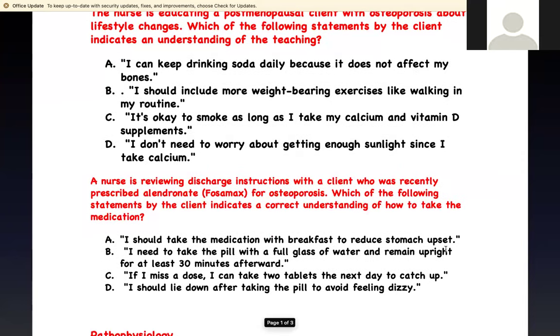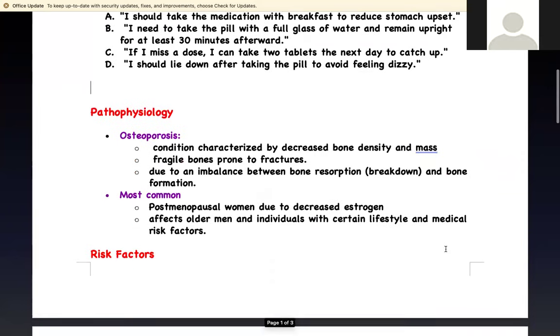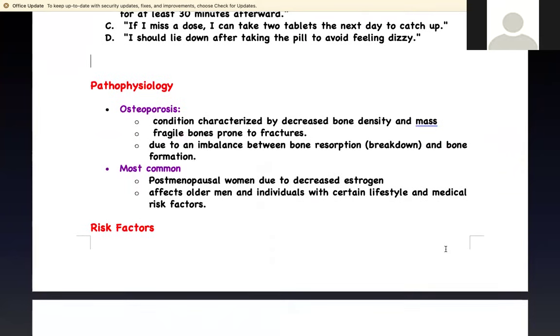It's a quick lecture of straightforward content you don't need to memorize. What is osteoporosis? This is a condition characterized by decreased bone density. That means there's lack of mineralization of the bone, and that will cause the bone to be brittle, so that it can break easily, and it's due to imbalance in terms of bone resorption and breakdown.